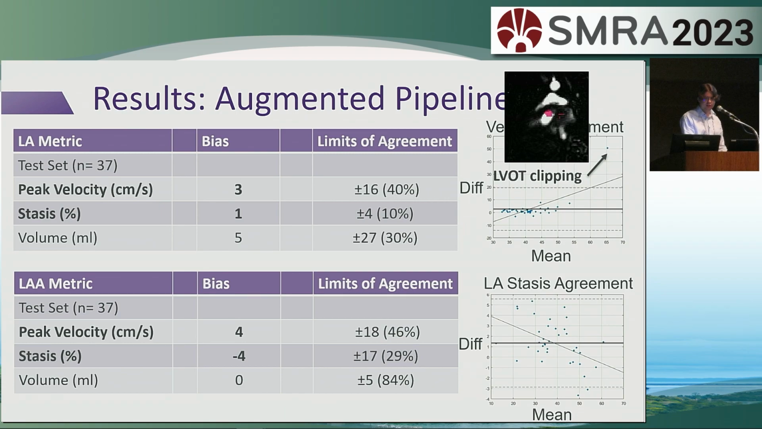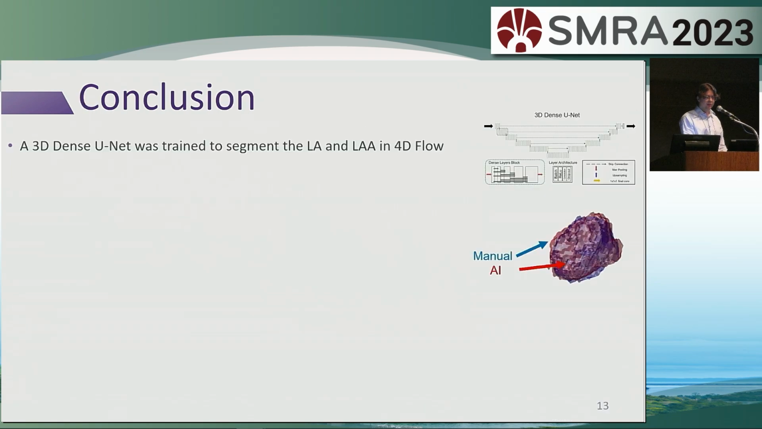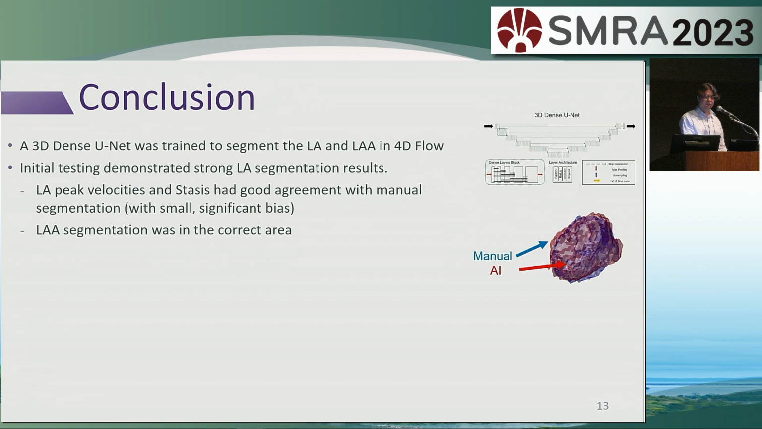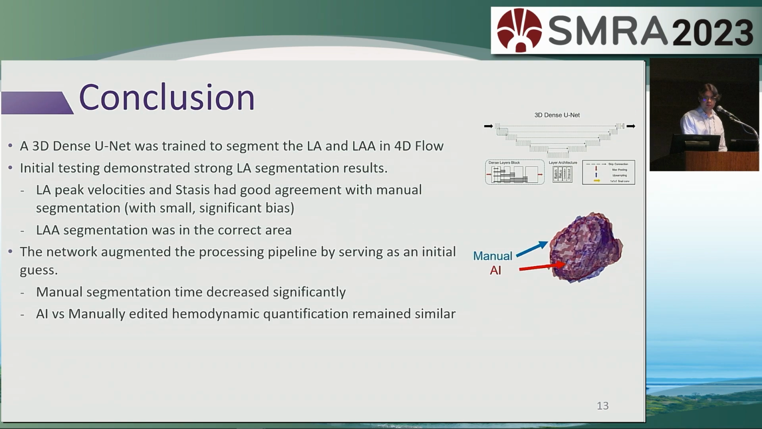So to conclude, we were able to use a 3D dense unit network to segment the LA and appendage and 4D flow, and our initial testing demonstrated that we had strong LA segmentation results where the stasis and peak velocities agreed very well with the manual observer. The network was then used as an initial starting point with processing, where the big thing was that the manual segmentation time decreased significantly, speeding up our processing.